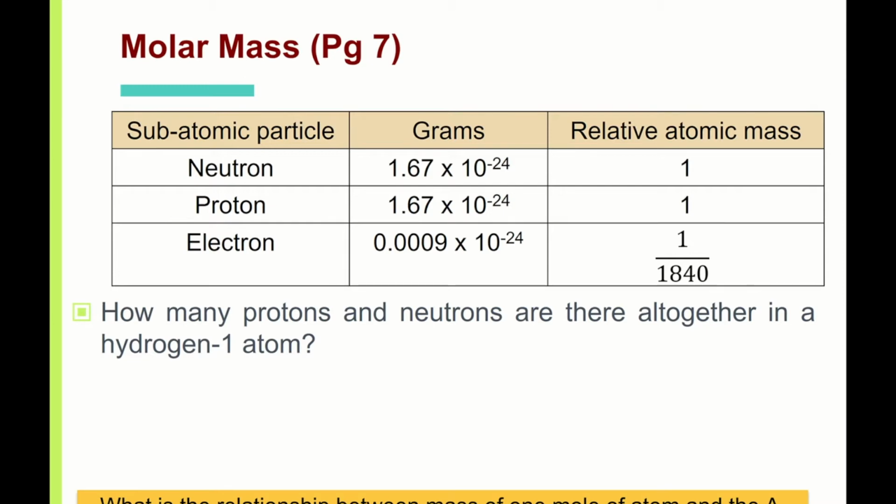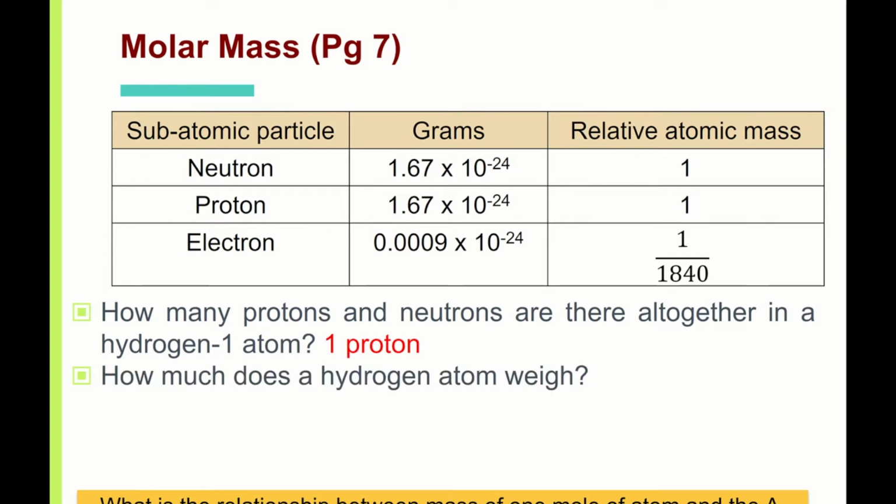Okay, do you realize that there is only 1 proton? Ask yourself: if the hydrogen atom only contains 1 proton, what is the mass of 1 atom? 1 proton is 1.67 times 10 to the power negative 24 gram. Agree? Okay, that's 1 atom.